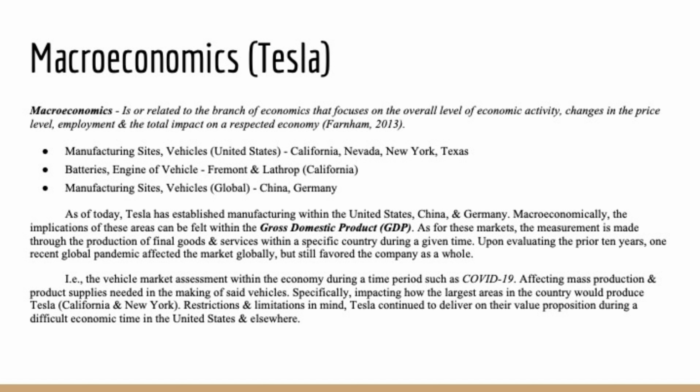The macroeconomic implications within the United States are the manufacturing sites that we see in California, Nevada, New York, and Texas, the battery or the engine of the vehicle manufacturing both in California, Fremont and Lathrop, and the manufacturing sites that we see globally in China and Germany. As of today, Tesla has established manufacturing within the United States, China, and Germany.